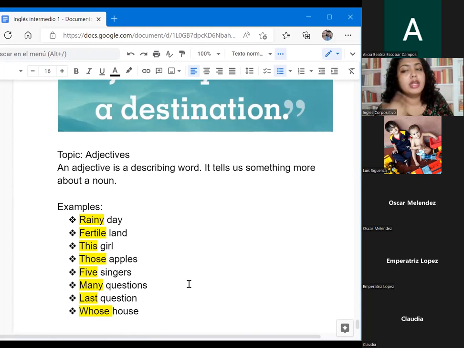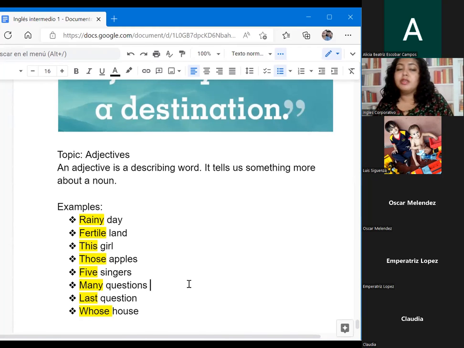Then the second one is una tierra fértil. In that case, it's telling how the land is. Then, this girl, esta, is specifying something about the girl. In this case, this is an adjective because it's telling us something about the girl. Those apples, aquellas manzanas. So, what apples are we talking about? Those. So it is giving us information about the nouns.